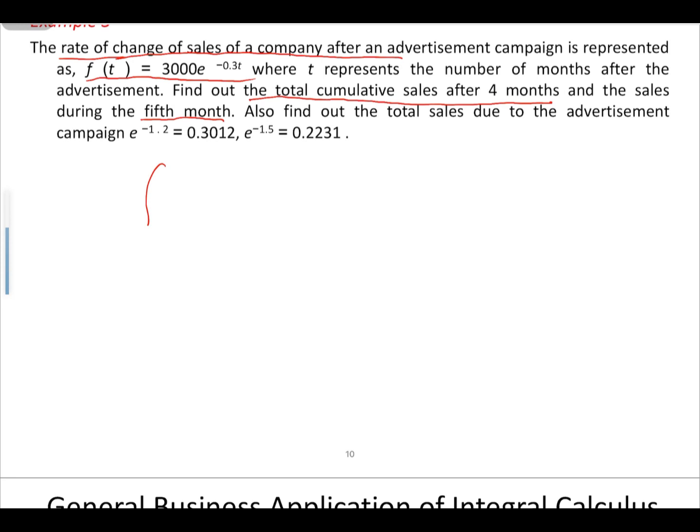So basically the limit is the one which is going to change, and the limit is going to change from 0 to 4, and then it will come to from 4 to 5, because we want the sales during the 5th month, and the 5th month will be between 4 and 5. So the lower limit is going to be 4, and then the upper limit is going to be 5. And the same function will be used, which is 3000 exponent negative 0.3t all multiplied by dt.